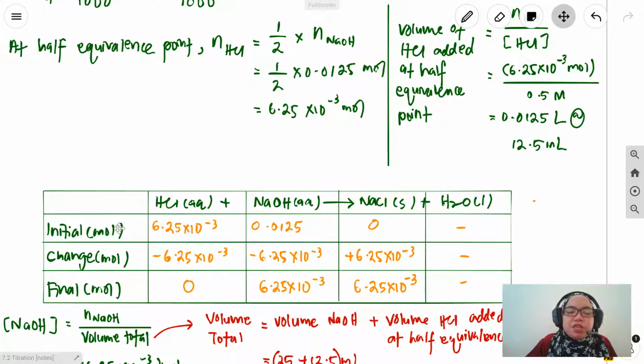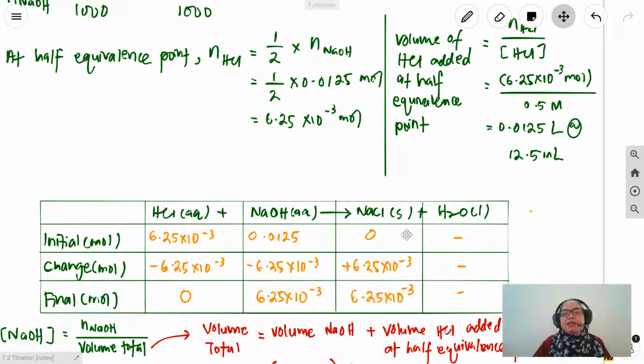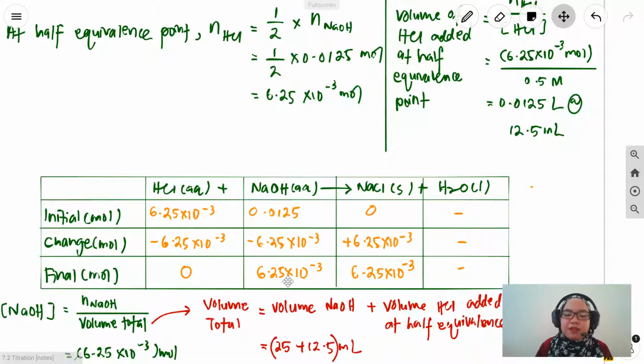Okay, sekarang ni the initial mole dia adalah 6.25 times 10 to the power of negative 3 untuk HCl. Untuk sodium hydroxide kita ada 0.0125 mole. And produk tak ada lagi lah. Okay. So change dia dekat sini. Maksudnya kita nak pakai berapa jumlah HCl yang dah react, yang dah titrate dengan analyte base. Okay, so dekat sini kita kena tolak lah kan. So kita kena tolak 6.25 times 10 negative 3. And then sodium hydroxide pun kita kena tolak juga. Okay, so sekarang HCl kosong. And then kita akan dapat the sodium hydroxide punya final mole is 6.25 times 10 to the power of negative 3. And NaCl pun sama.